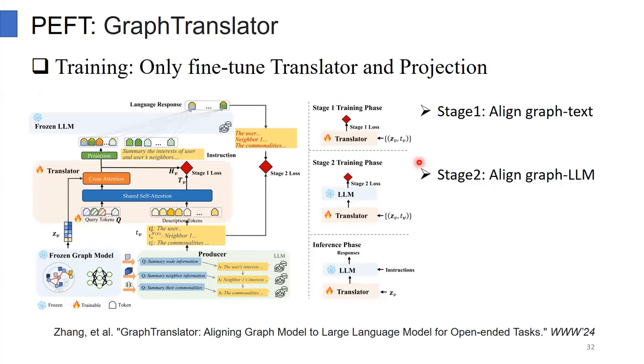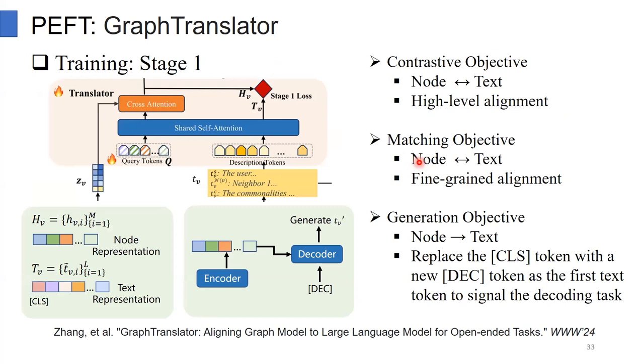During the training step, we only fine-tune the translator and the projector. And the training step itself is divided into two stages. Stage one is to align the graph and text. The second stage is to align the graph with the large language model. During the first stage, various objectives are introduced. For example, the contrastive objective tries to align the node and text. So this is a high level alignment, but there is also more fine-grained alignment, like this matching objective. So basically, they designed both the high level and the detailed level alignment.